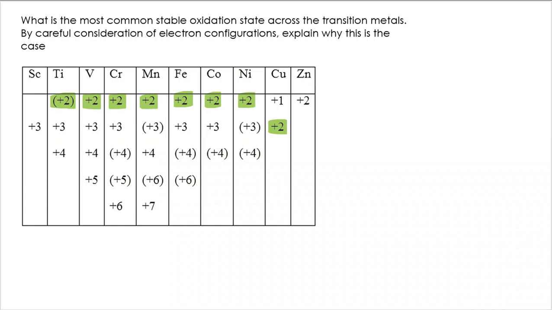So which electrons are being lost when they become +2 ions? In each case, we are losing the 4s1 and 4s2 electrons.